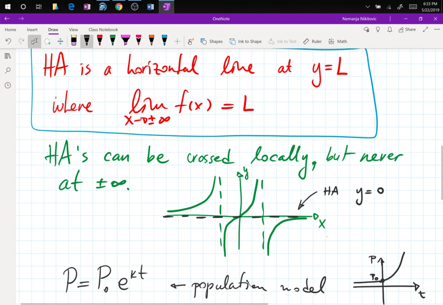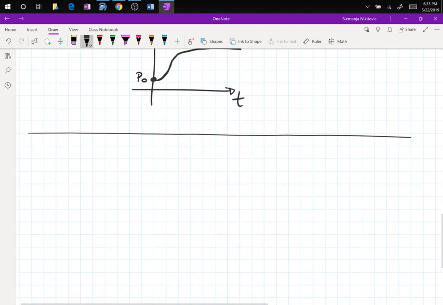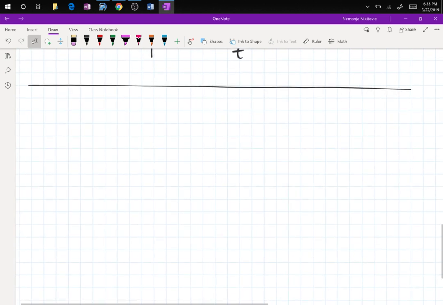So first example, or maybe I should, I'll go with that concept later. So first example would be, well, let's first go with the limit as x goes to infinity of 1 over x squared.